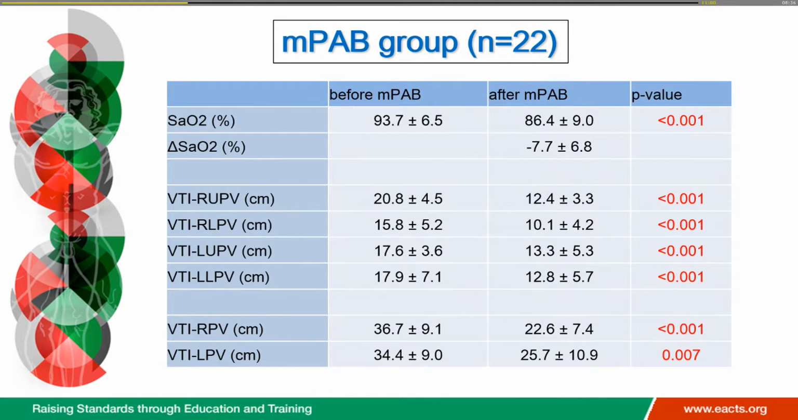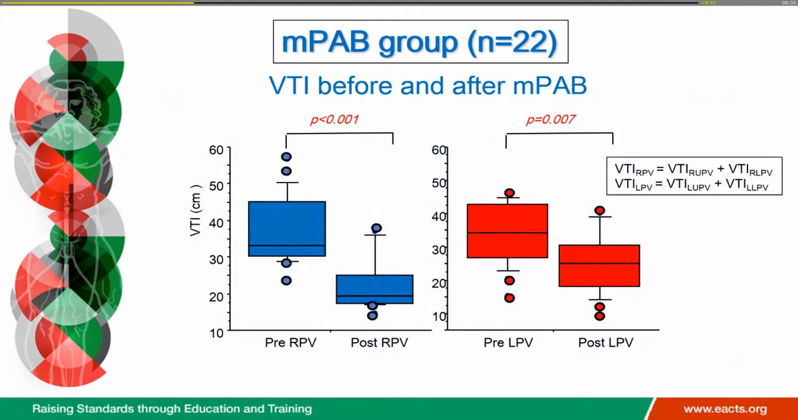Next, in the main PA banding group, VTI of all 4 pulmonary veins significantly decreased after the banding procedure. This figure also shows the change of the PBVTI before and after the banding, and they significantly decreased after the banding. There was no unplanned early reoperation due to inadequate pulmonary blood flow in this group.